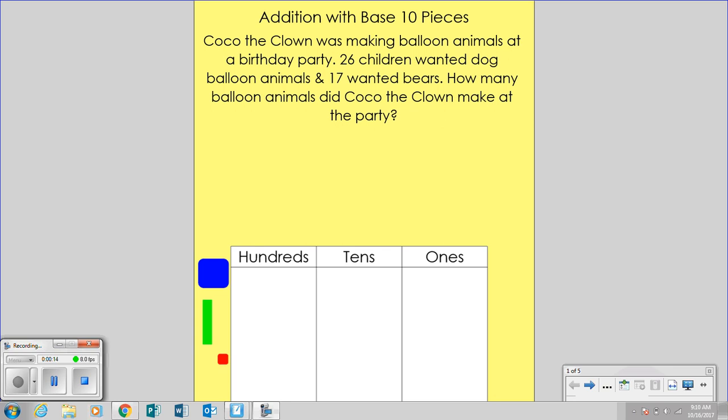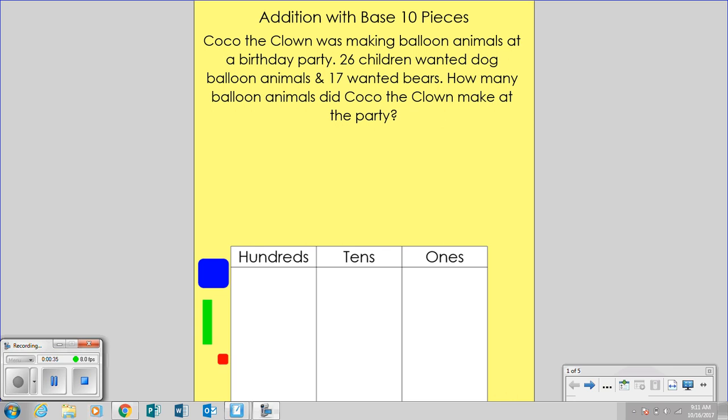Coco the Clown was making balloon animals at a birthday party. 26 children wanted dog balloon animals, and 17 children wanted bears. How many balloon animals did Coco the Clown make at the party?